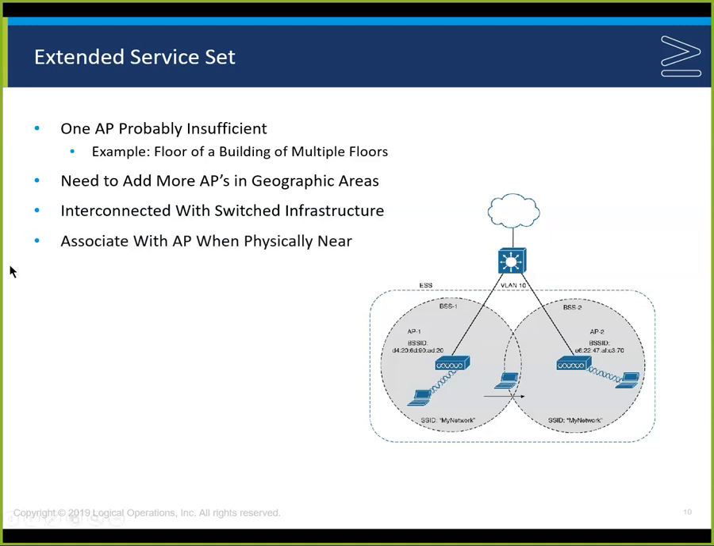Interconnected with the switched infrastructure, and then we're going to associate with the AP that is physically near the one that actually has the strongest signal. It moves to the nearest switch to it, and this is the roaming process. And again, roaming is something that really does have to be set up. Yeah, we can go from one to the other and connect to the strongest and do all that other stuff. But until roaming is configured where it actually hands the connection off from one device to the other, then we're just connecting to the strongest signal.